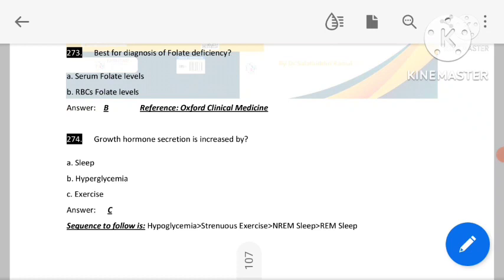If it is not present in the option, then choose exercise. If it is not present in the option, then choose non-REM sleep, and then is the REM sleep. So this is the sequence for the growth hormone secretion. Hypoglycemia number one, number two exercise, number three non-REM, and number four is the REM.